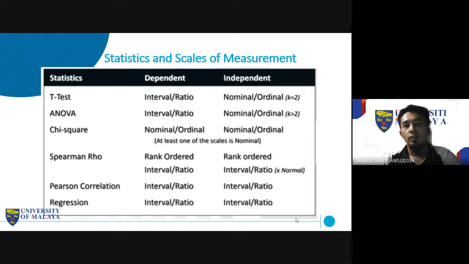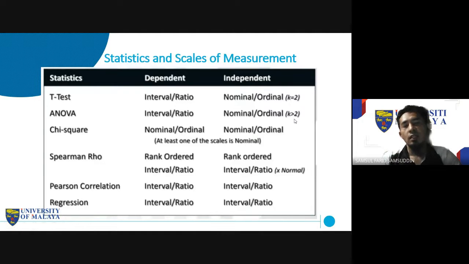This one also could help you on identifying the type of statistical test to be conducted based on your scale of measurement data. Interval ratio, nominal, ordinal, so you can conduct a t-test. ANOVA, if the group, ordinal, this one, more than two groups, so you have to conduct ANOVA.